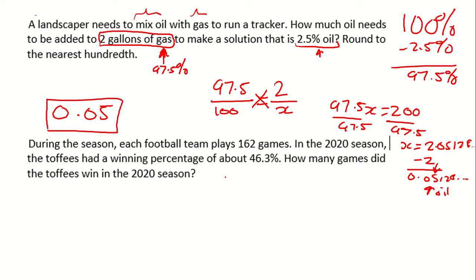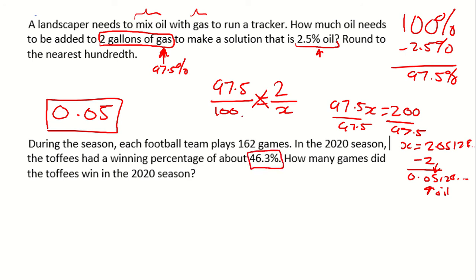Right, I'm going to do the same with this question at the bottom. During the season, each football team plays 162 games. In the 2020 season, the Toffees had a winning percentage of 46.3%. How many games did the Toffees win in 2020? So for this one, you don't actually have to work out what they lost or anything. They gave you the percentage straight away.